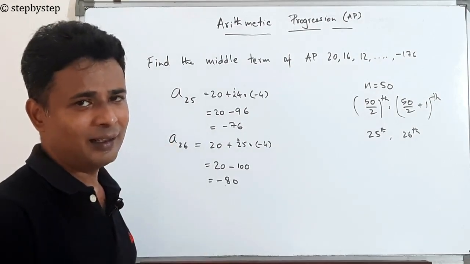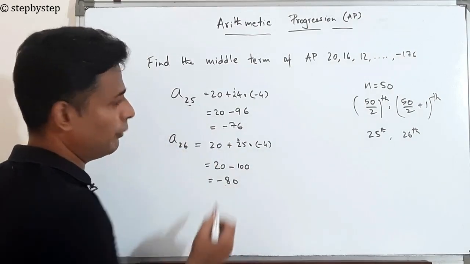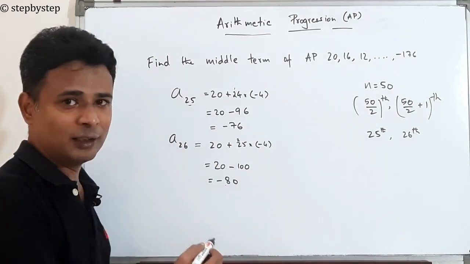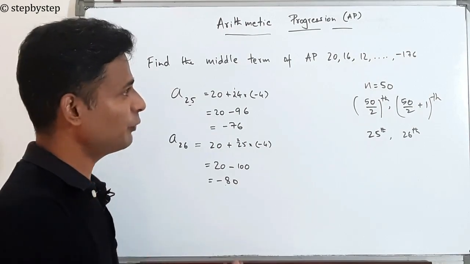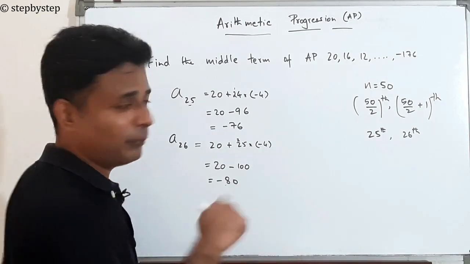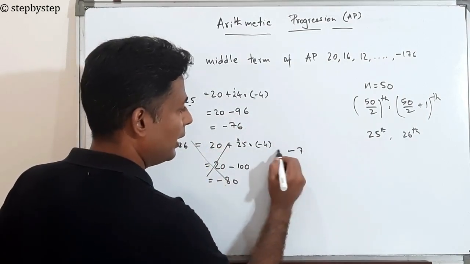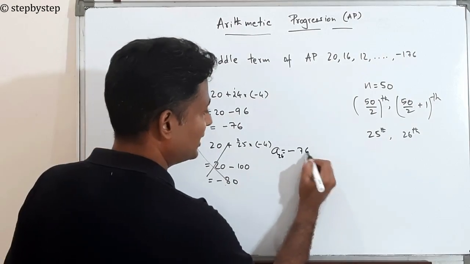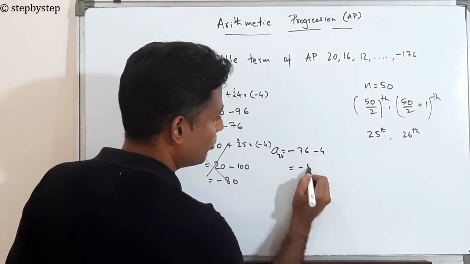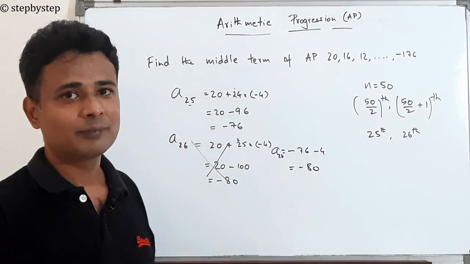You could have also done it in a different way. We found the 25th term. We need to find the 26th term, which means we have to add d, right? How much is d? Minus 4. So instead of doing this, we could have just done a of 26 as minus 76 minus 4, that is minus 80.